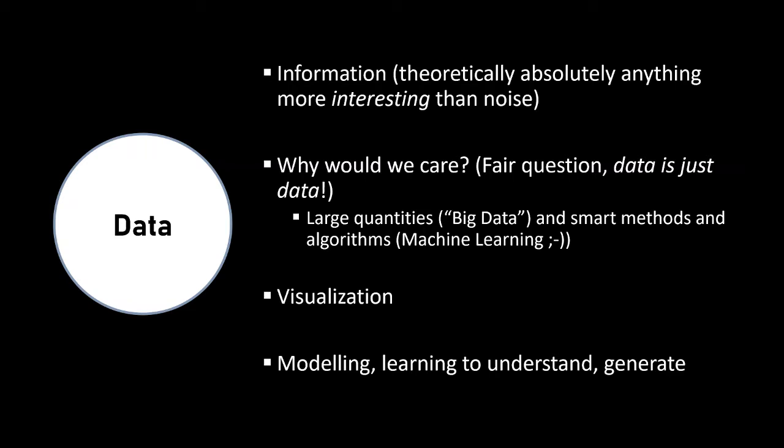Data is just data, and data for the sake of data is nonsense. But if you have large quantities of it, the term that was famous some years ago, big data, and you have some smart methods and algorithms, for example machine learning, you can train on this data and make predictions from what you have seen before. You can predict into the future how it will behave later.